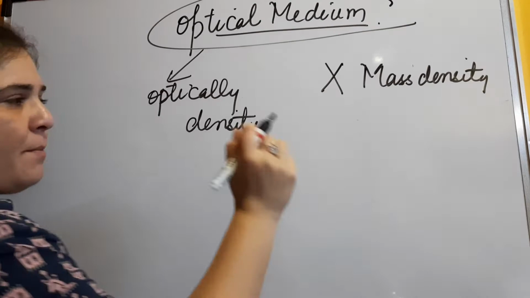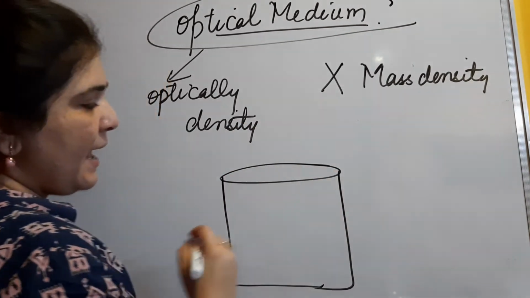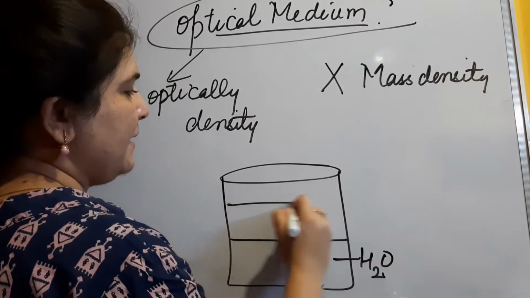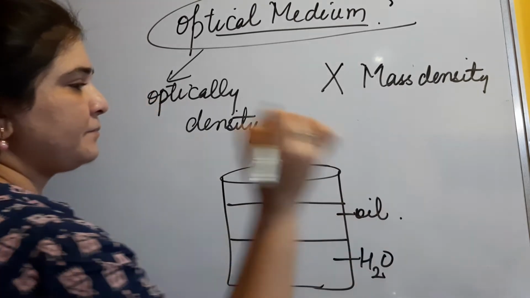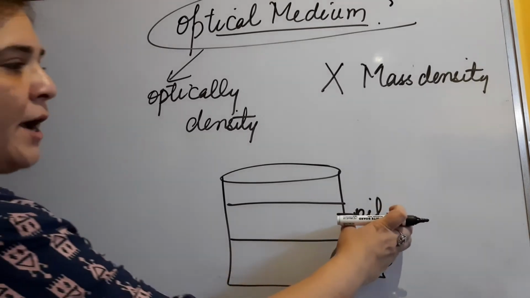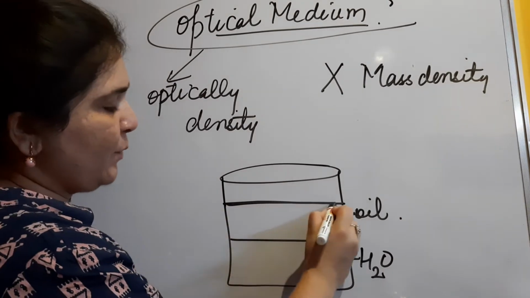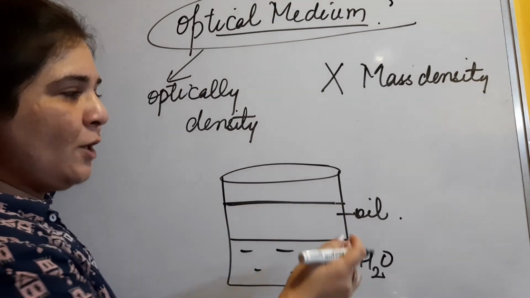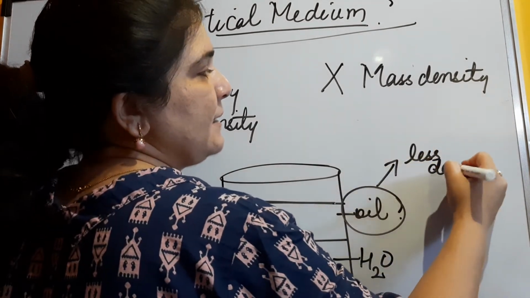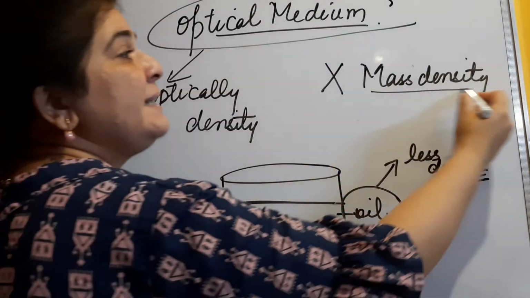I am giving you a very common example. Suppose you have a beaker, and here this is water, and here this is oil. Because oil is on the upper surface of the water, oil floats on the water. We all know that oil floats on water. It means it is less dense in context to mass density.